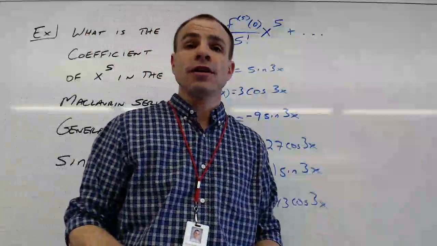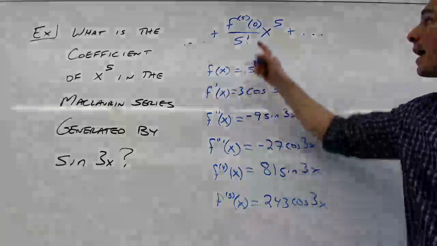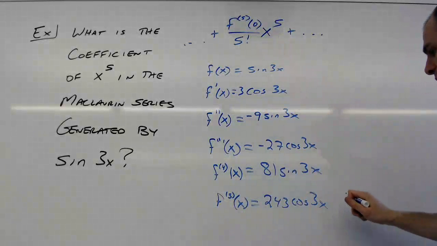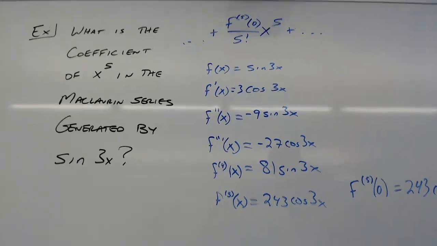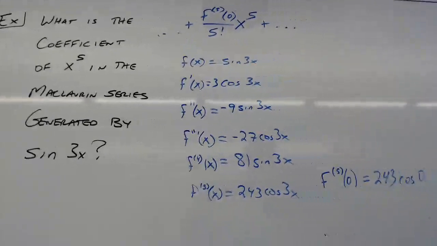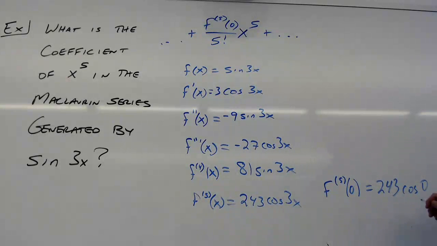Now we're interested in the fifth derivative's value at x equals 0. So when we plug in 0 to our fifth derivative, we're going to have 243 times the cosine of 0. The cosine of 0 is 1, so our fifth derivative at 0 is 243.